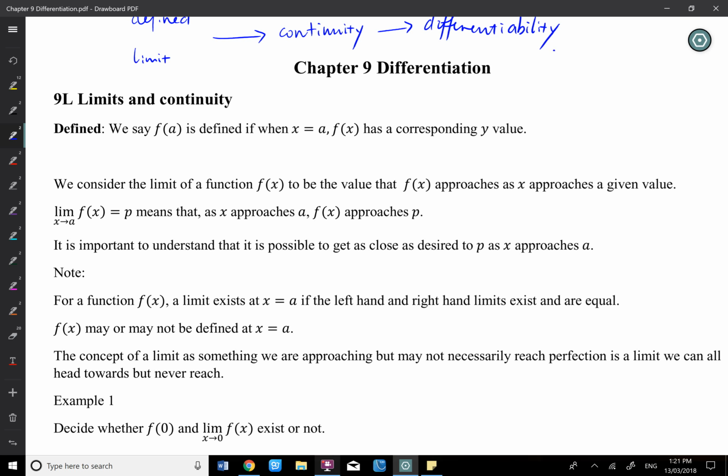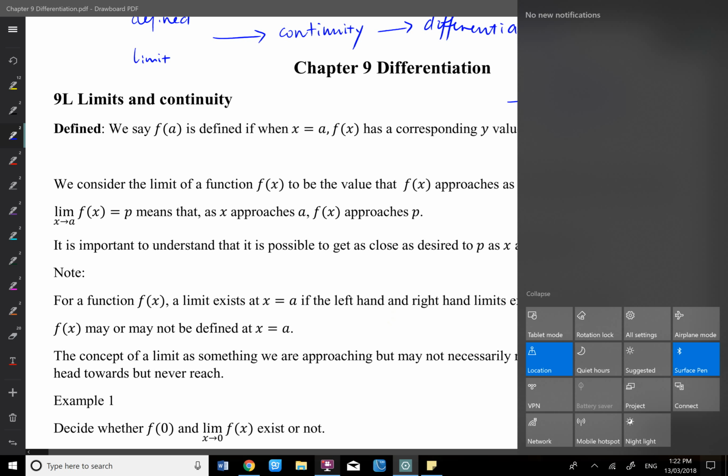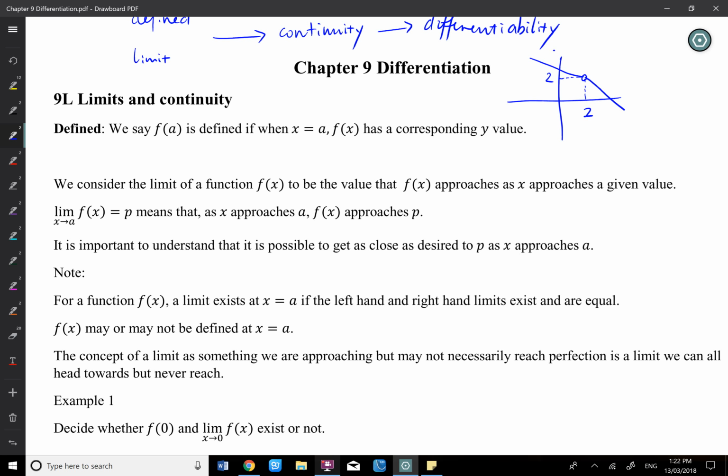What is not defined then? An open circle is not defined. So we have that is not defined at this point. Let's say that's 2, and that's 2 as well. So at x equals 2 it is not defined, because when you sub x equals 2, there's no y value, you can't achieve anything. So it's not defined at that point.